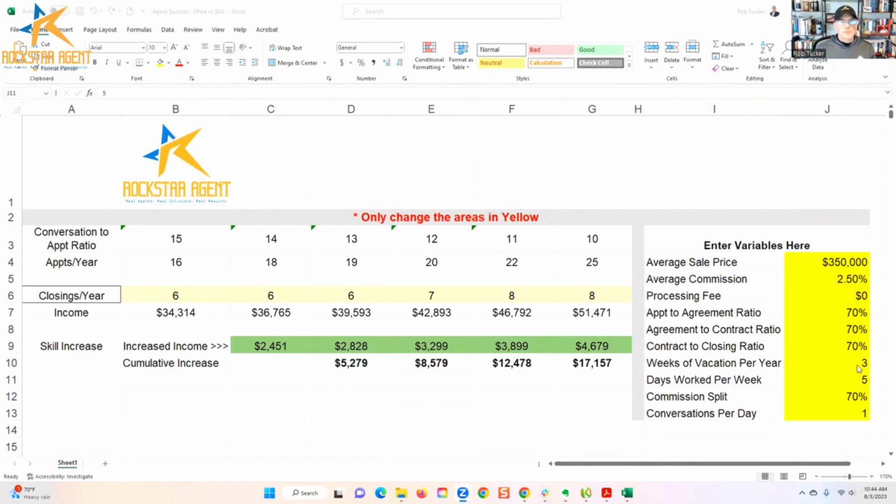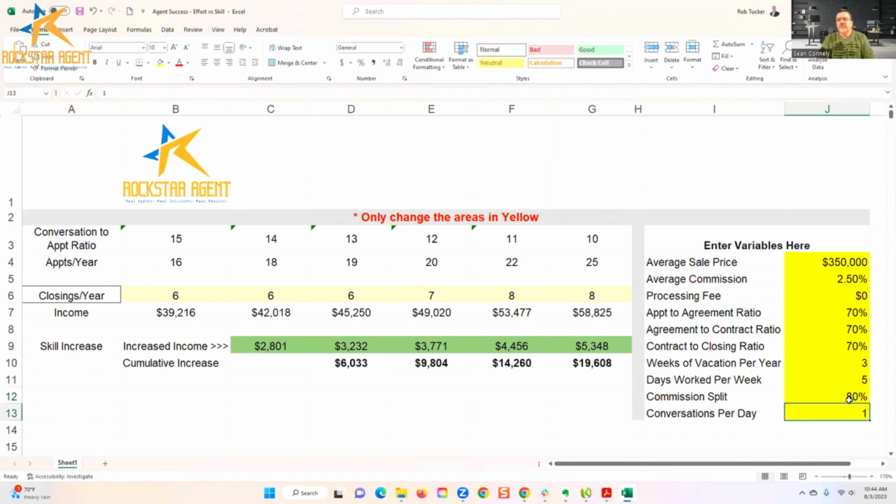Weeks of vacation. I even gave you 3 weeks of vacation in here, right? And 5 days a week. That's all you're going to work. But you think about this process. What's the average commission split? 70, 80%? What do you got? 80-20. 80-20. All right, perfect. Let's do 80 here.